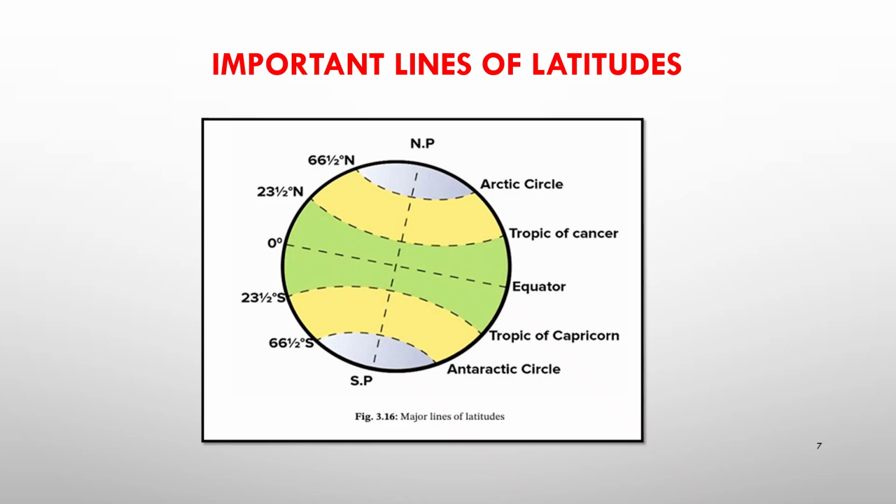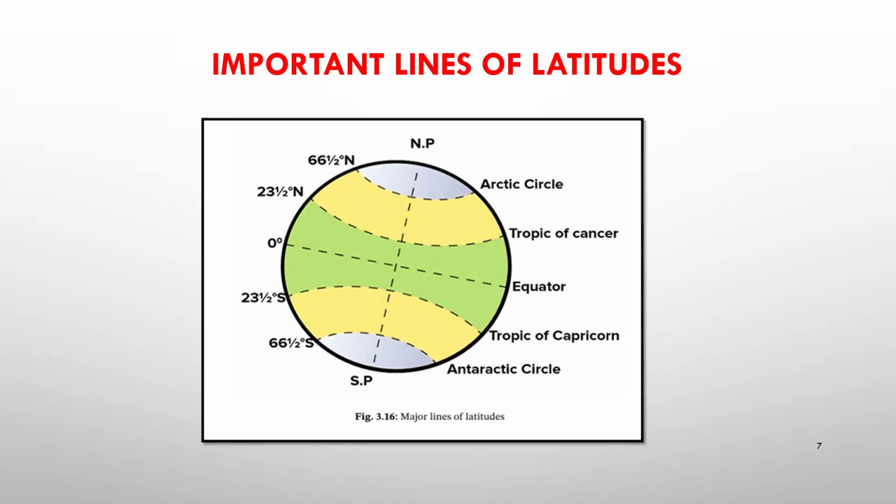The next important latitude is the equator. We have looked at it from the previous slides. It is the reference point, the dividing line between hemispheres, and the location of the most intense solar radiation on Earth. The fifth is the Tropic of Capricorn.